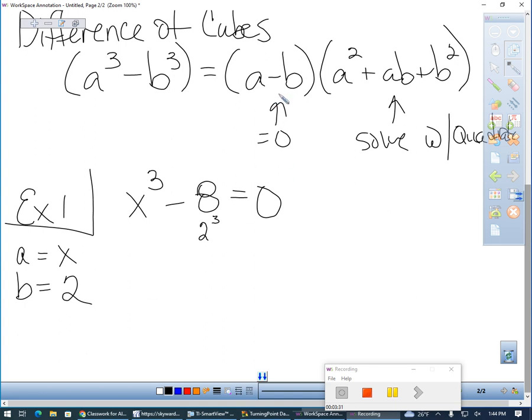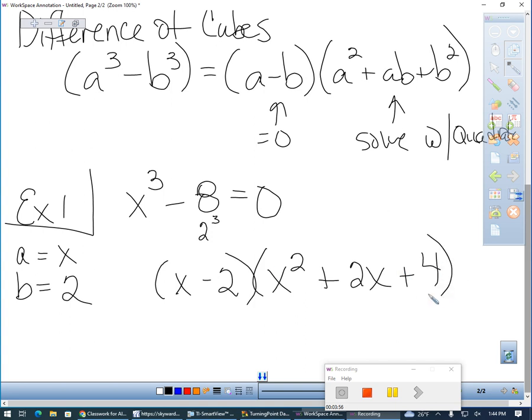So we're going to factor it by what it says up here. This factors into a minus b, or x minus 2, times a squared, which is x squared, plus a times b, well, x times 2 is written as 2x, plus b squared, or 2 times 2, which is 4.